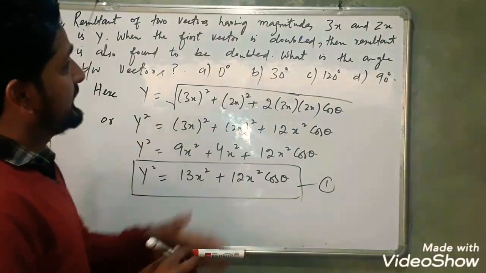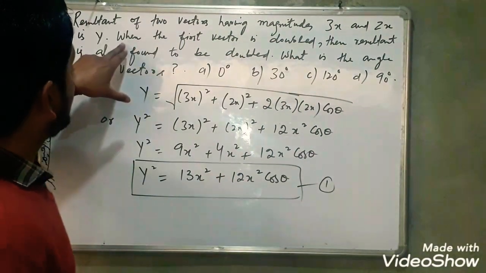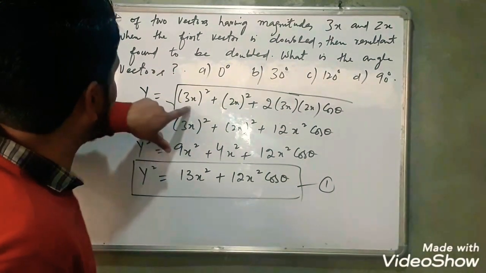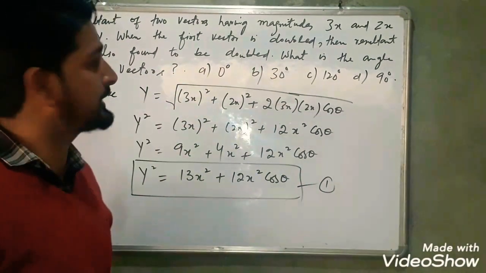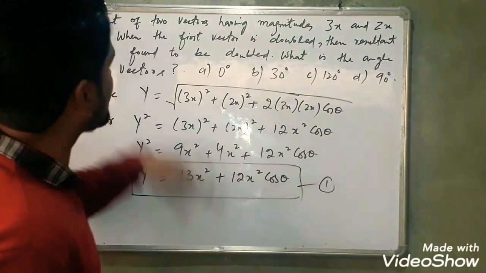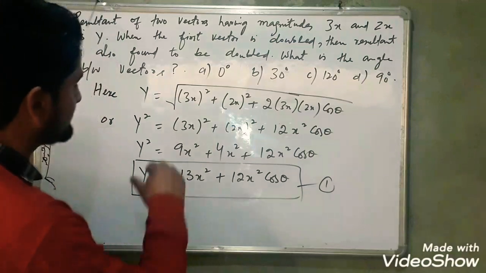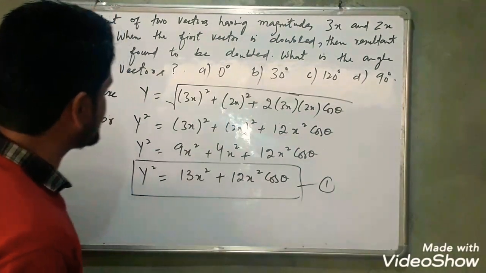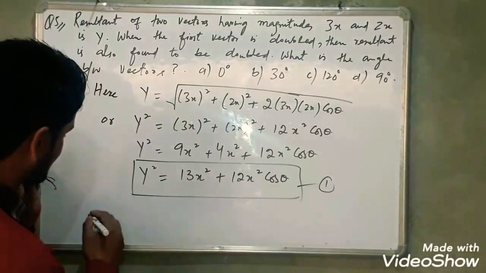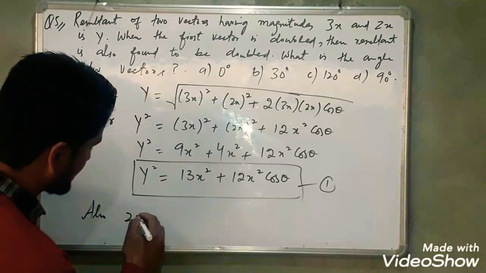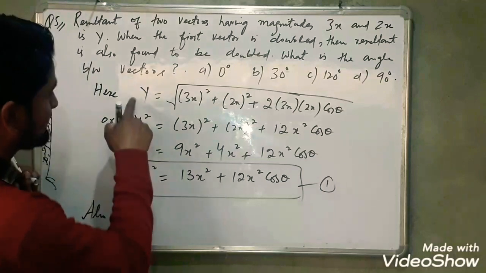Now there is one point that when the first vector is doubled, अगर आप फर्स्ट वेक्टर को डबल करोगे मींस 3x को 6x बनाओगे, then the resultant is also found to be doubled, तो y बनेगा 2y. Okay, so when the first vector is doubled we can write therefore जो इसका resultant आएगा also resultant will be 2y, because resultant भी डबल होगा.